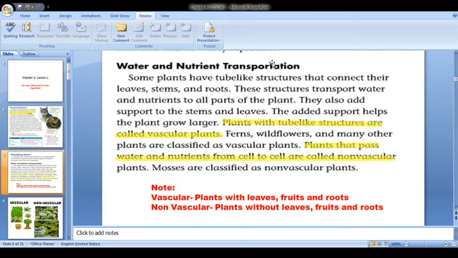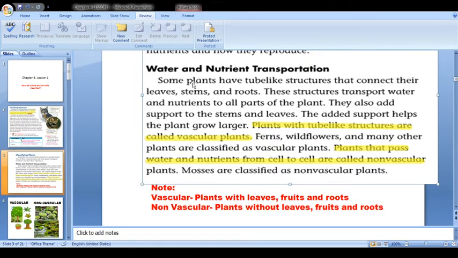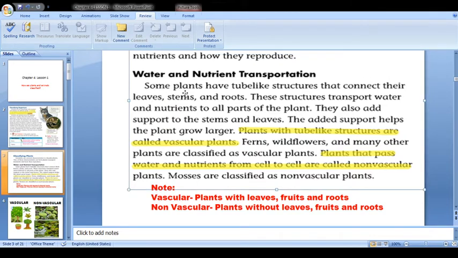Water and nutrients transportation. Now, how do plants transfer water and nutrients? Nutrients means things that have energy. Some plants have tube-like structures that connect their leaves, stems and roots. These structures transport water and nutrients to all parts of the plant. They also add support to the stem and leaves. The added support helps the plant grow larger. Plants with tube-like structures are called vascular plants.